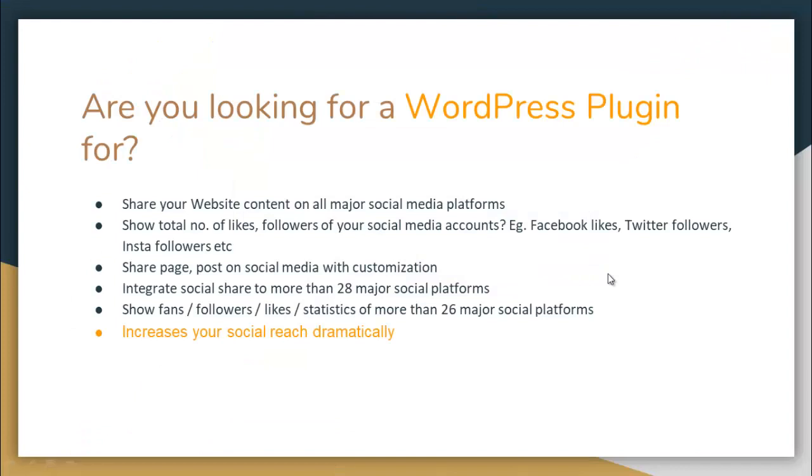So, if you're looking for a WordPress plugin through which you can share your website content on all major social media platforms, show the total number of likes and followers of your social media account, for example, Facebook likes, Twitter followers, Instagram followers, or share a page or post on social media with customization, integrate social share to more than 28 major social platforms, or show fans, followers, likes, and statistics of more than 26 major social platforms, or increase your social media reach dramatically, then this is the plugin for you.